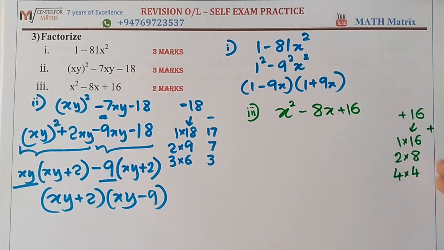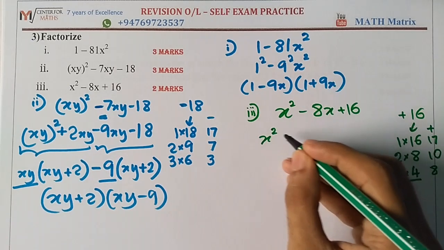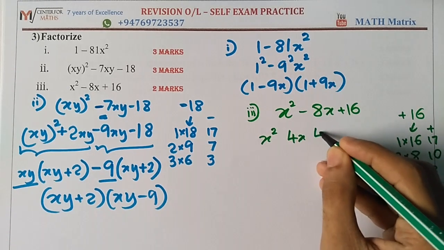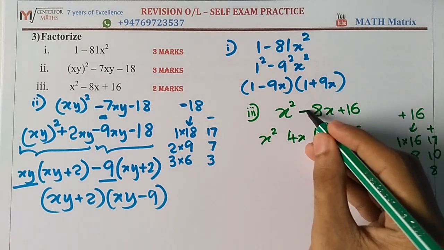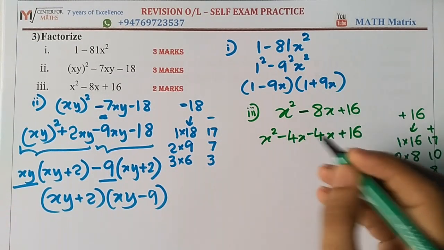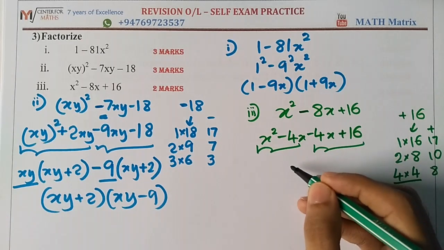Right, so here we have to go with the plus sign. We got this 8 by 4 and 4. So x squared plus 4x, again 4x, plus 16. Right guys, so here we have to give this sign for both, because if the signs are the same, we can directly give it like that.